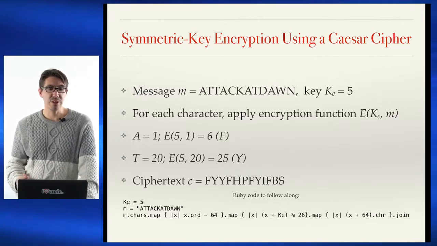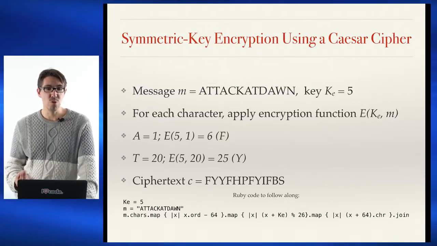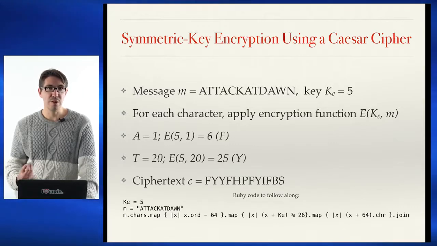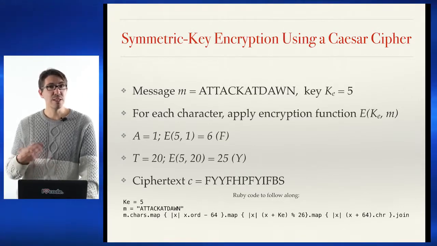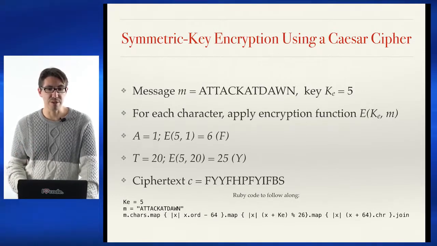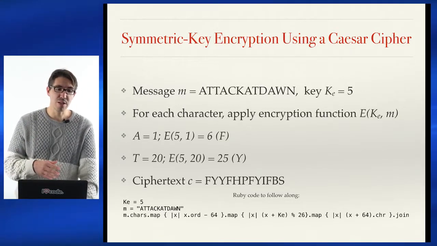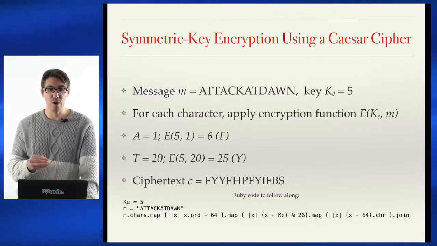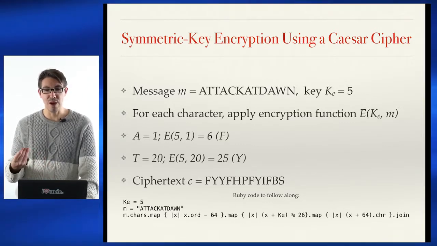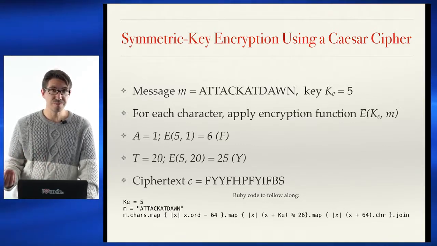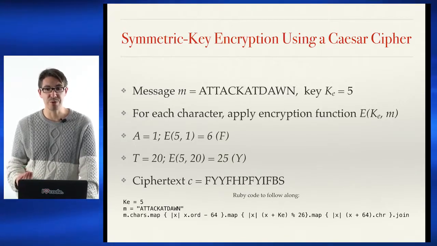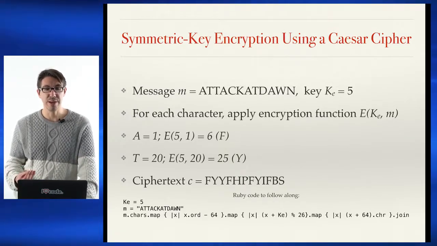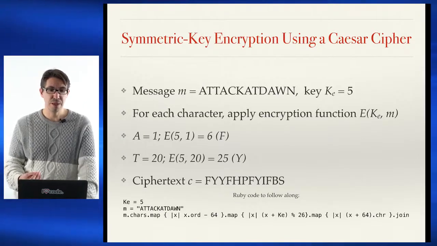For the second character, T, that's equal to 20. We apply our encryption function E, we get 25, that's Y. Continue doing this for every character in the sequence, and we come across our ciphertext C: FYYFHPFYIFBS. I've included some Ruby code there if you would like to follow along with this very simple cipher.